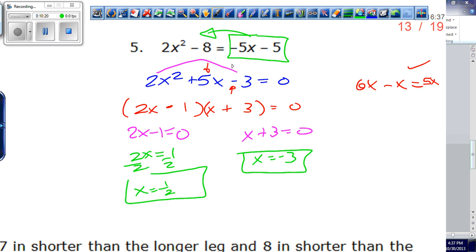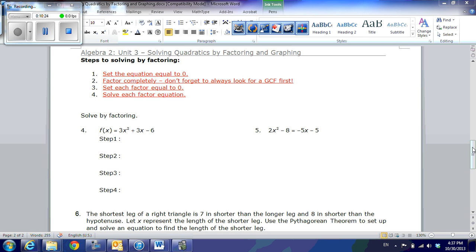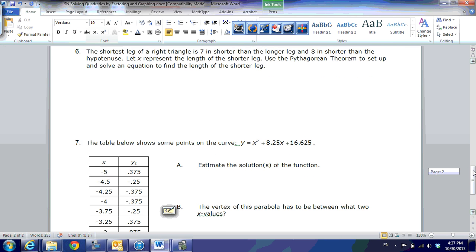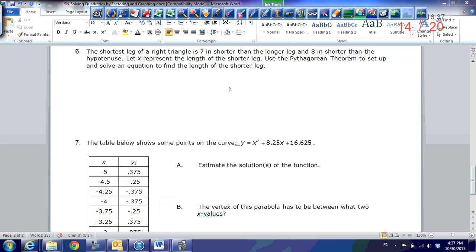Once again, you can do the calculator if you want. This is how you do it by hand. I got two more problems, and they'll go pretty quick. Let's see if I can get it all on one page. Nah, can't really. Number 6, go ahead and pause it, read it. It's kind of challenging.